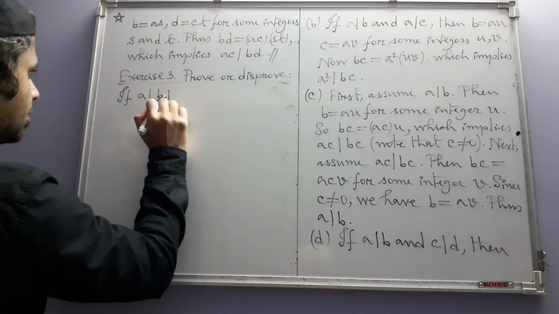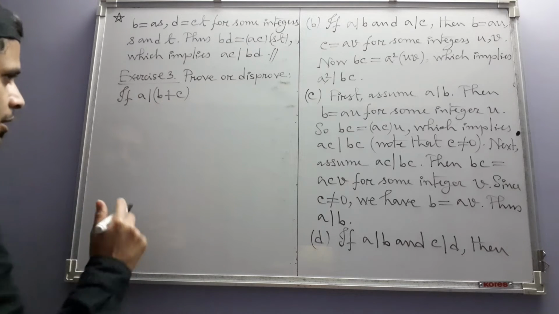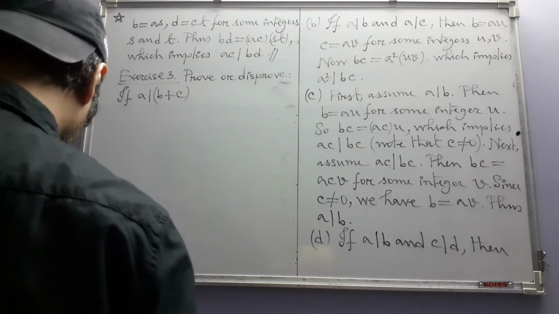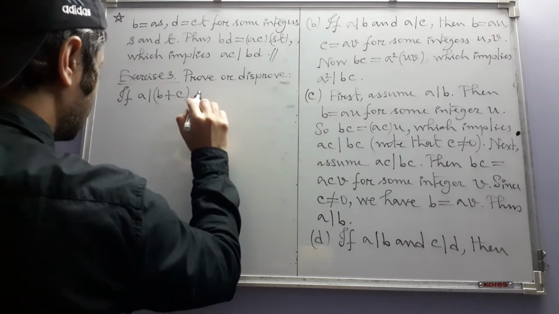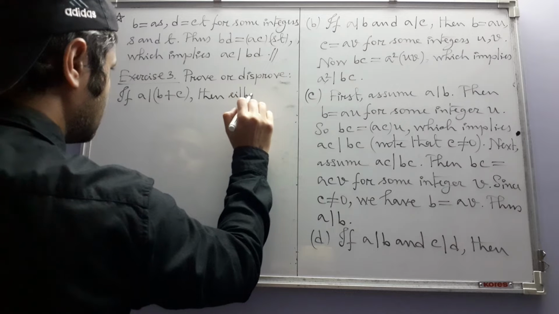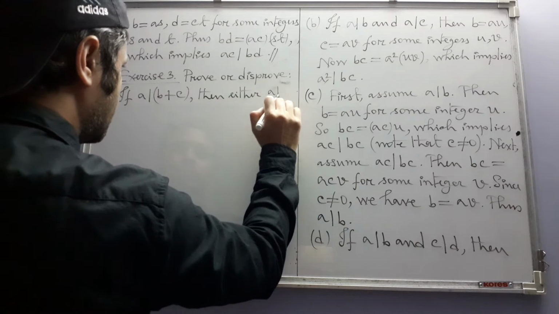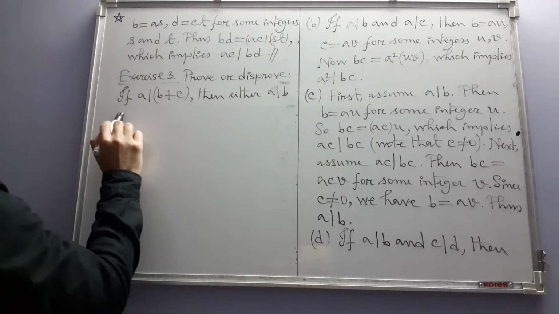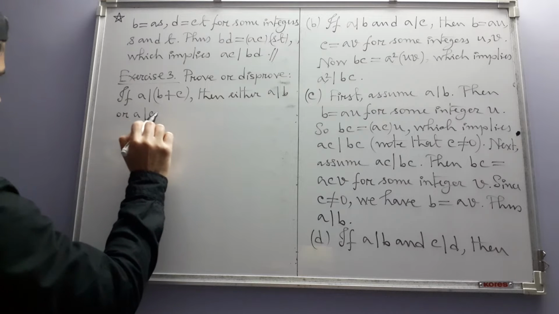If A divides B plus C, where A, B and C are of course integers, then either A divides B or A divides C. No, this is not true.